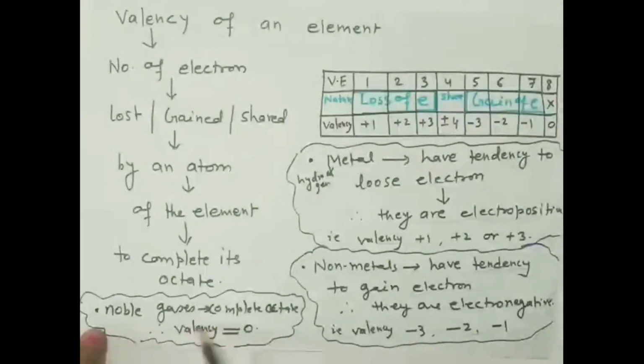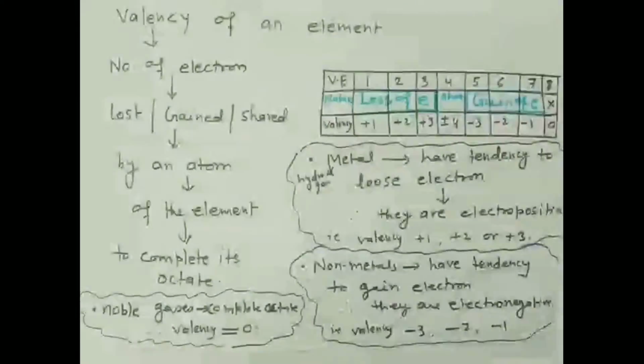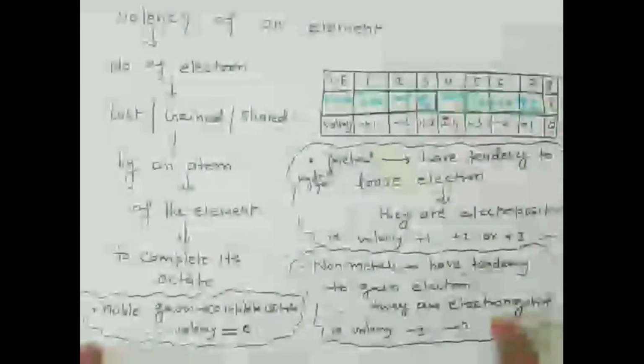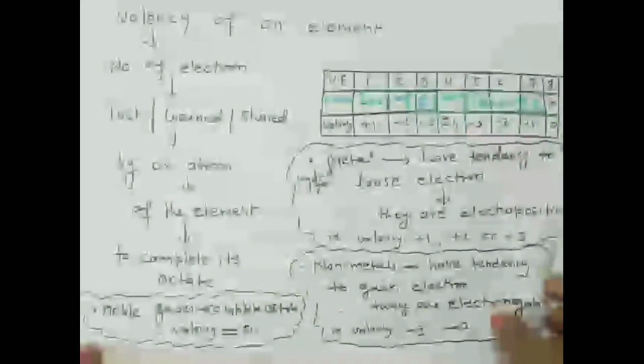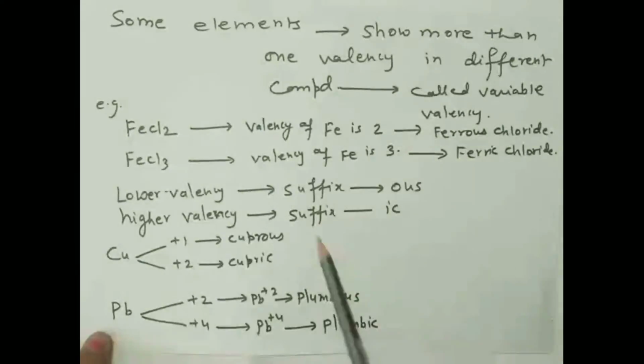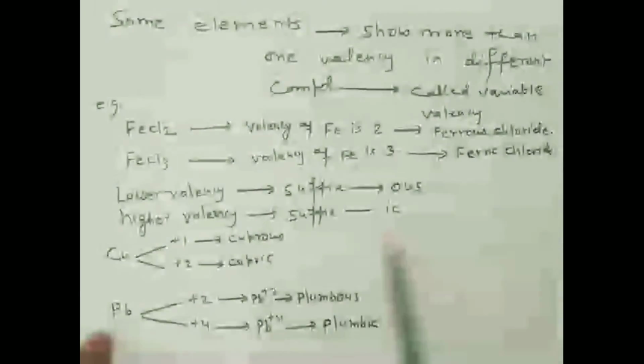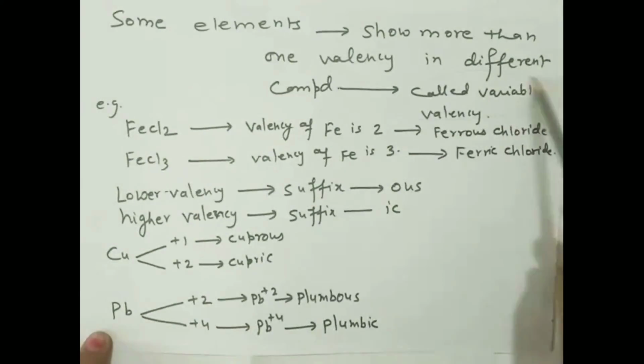Noble gases have a complete octet, so their valency is 0. They neither lose electrons nor gain electrons. Some elements show more than one valency in different compounds. In that case, they are called variable valency.